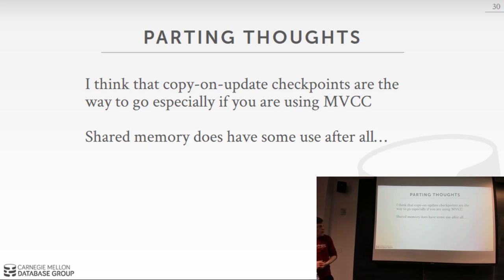Okay, so what are the main takeaways? In my opinion, and it should be obvious to you, and I think I've said this multiple times today, copy-on-update checkpoints are the best way to do this, and this is pretty much what everyone does. If you're doing multi-version concurrency control, it's super easy, because you treat the checkpoint as a transaction that has a snapshot in time, and you just scan everything and write everything out. The question of whether you want to use delta checkpoints or complete checkpoints is actually an unsolved question.